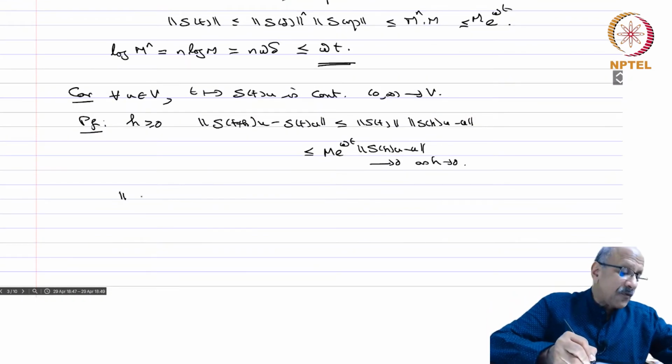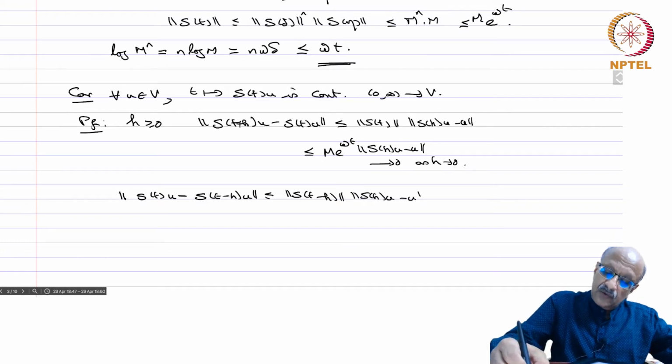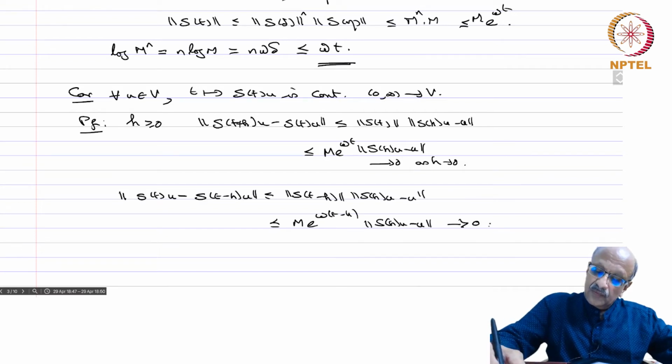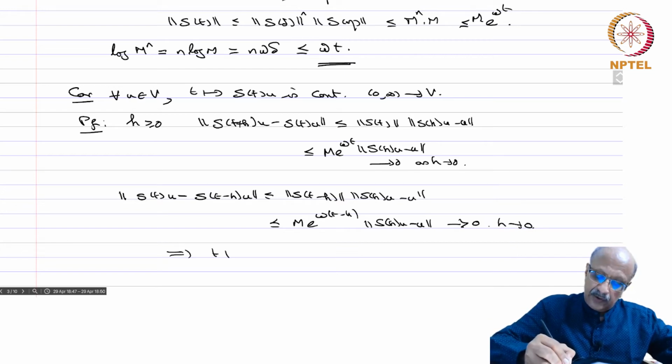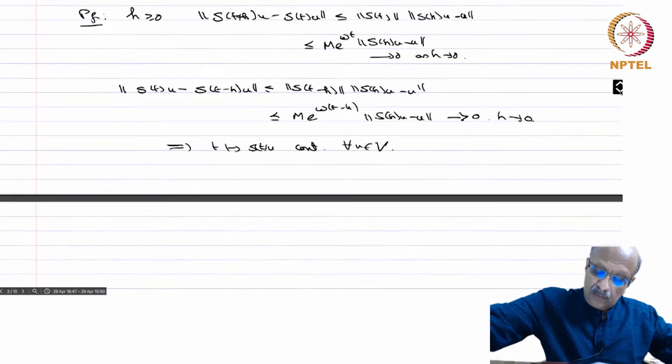Similarly, norm of S t of u minus S t minus h u is less than or equal to norm of S t minus h times norm S h u minus u, and that is less than or equal to M e power omega times t minus h times norm S h u minus u, and again that goes to 0 as h goes to 0. Okay. So, this proves that t going to S t of u is continuous for every u in V. Okay. So, we symbolically write this.